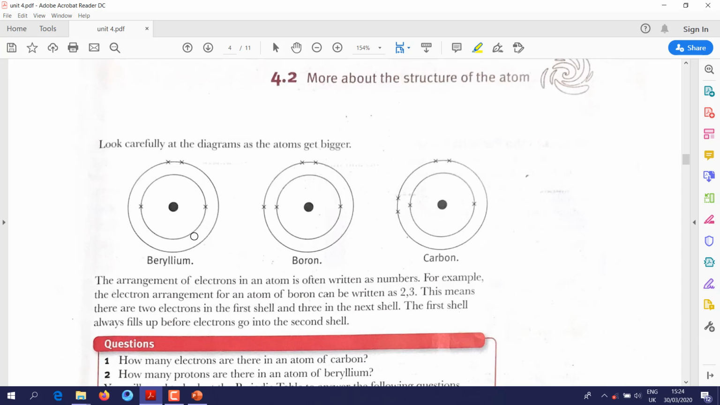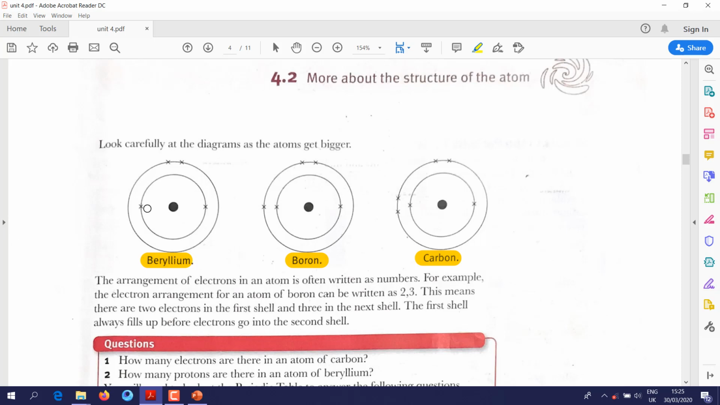Look at these three different atoms: atom of beryllium, atom of boron, and atom of carbon. If you look at these three atoms, they differ from each other by their atomic number, and also they differ by their electron numbers.